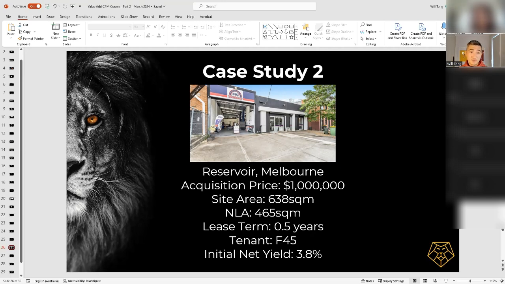Quick one, case study number 2. There's a little warehouse in Westborough, Melbourne. Good little warehouse leased to F45, $1 million acquisition. Site area 638, net lettable area 465, had 0.5 years remaining on the lease, with an initial yield of 3.8. So very low initial yield, but the upside is really good for a property like this. And I'll show you very quickly what it looks like.